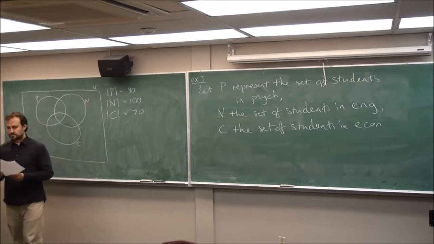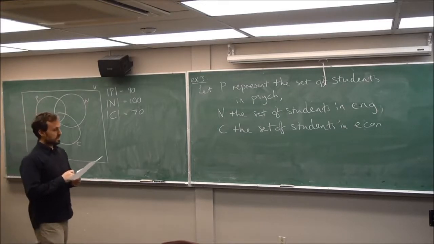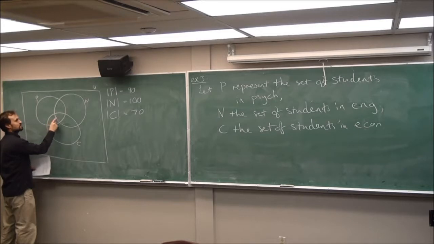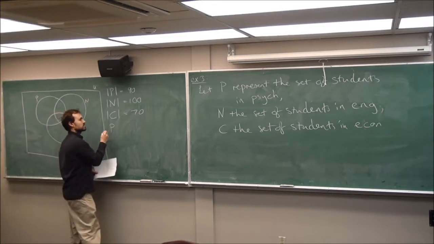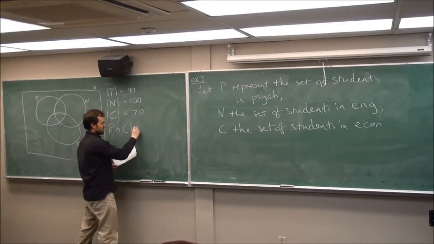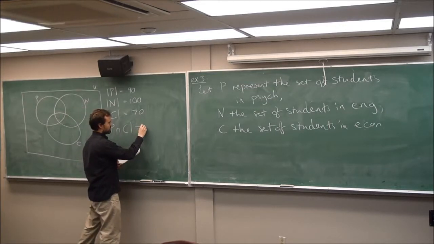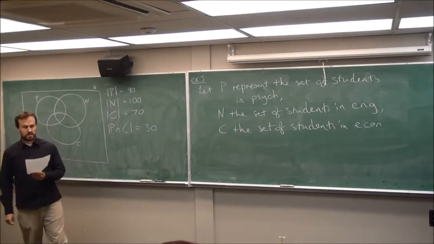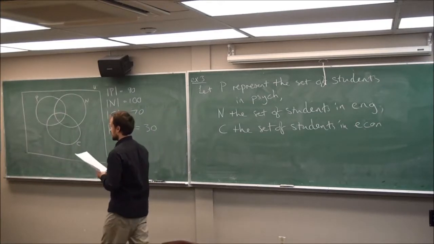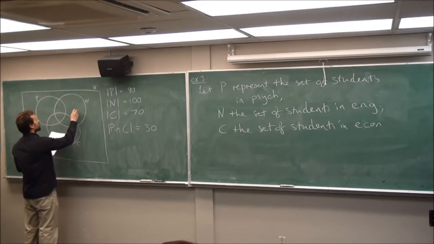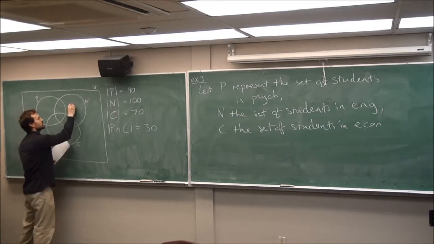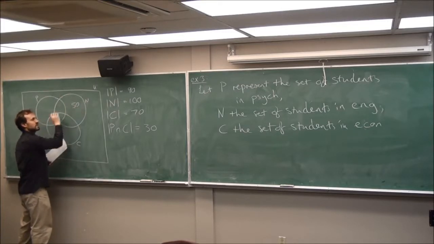70 for economics. 30 students are enrolled in both psychology and economics. Now psychology and economics, that's both of these, so I can't put that in. It consists of two sections, so I'll write it separately, just get it out of the paragraph. Psychology and economics, that's how many? 30. And lastly, the extra bit of information they give me, 50 out of the 200 students are enrolled only in engineering. That I can put in. That's over here. Only engineering.